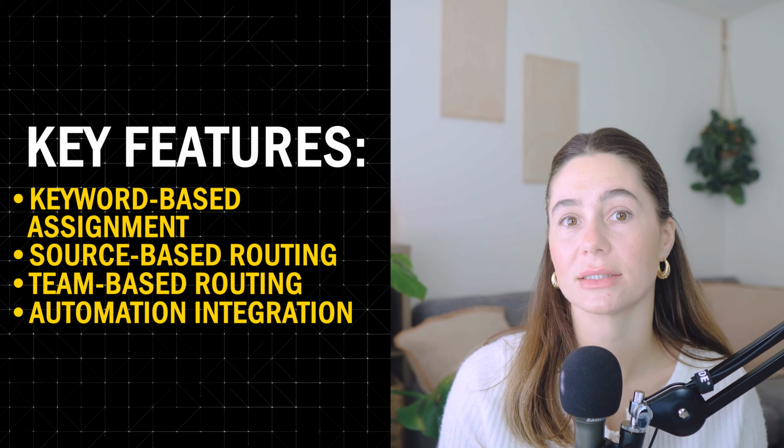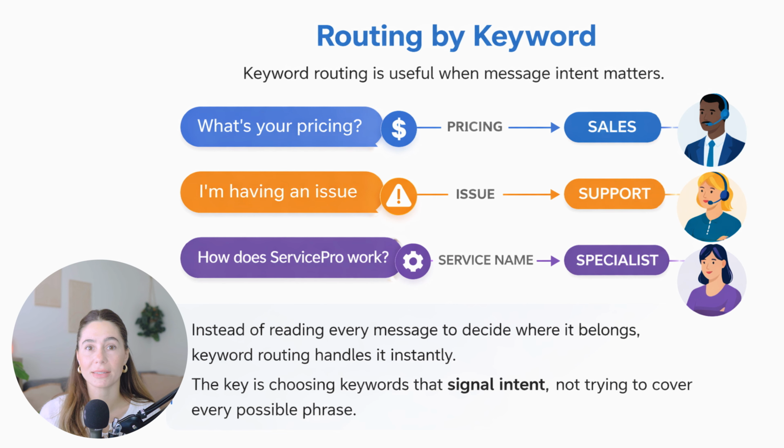Routing by keyword. Keyword routing is very useful when message intent matters. If someone asks about pricing, that message may need to go to sales. If someone mentions an issue, that message could go to customer support. If someone uses a specific service name, it may need to go to a specialist. Instead of reading every message to decide where it belongs, keyword routing handles it instantly. The key is choosing keywords that signal intent, not trying to cover every possible phrase.